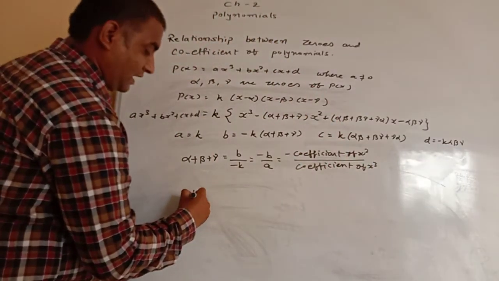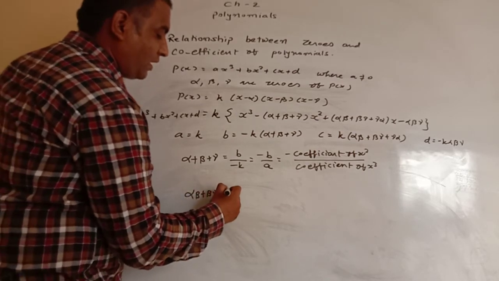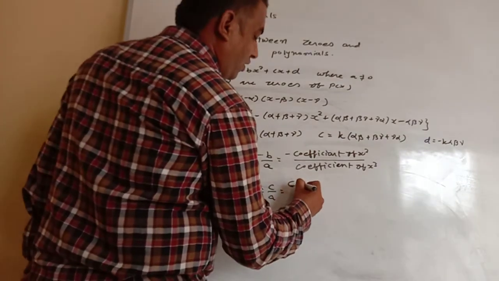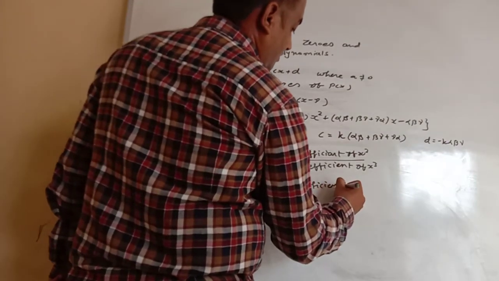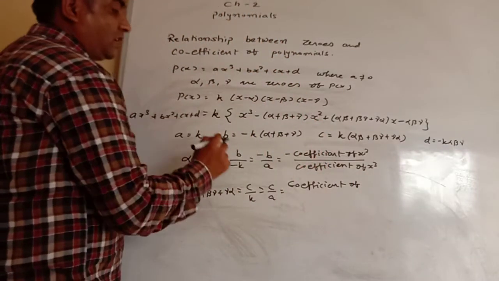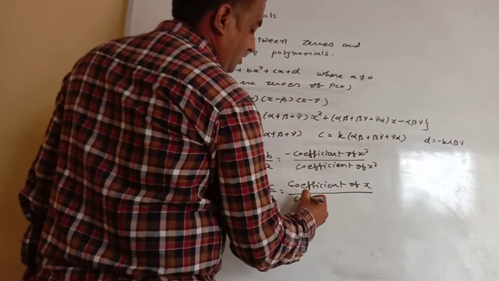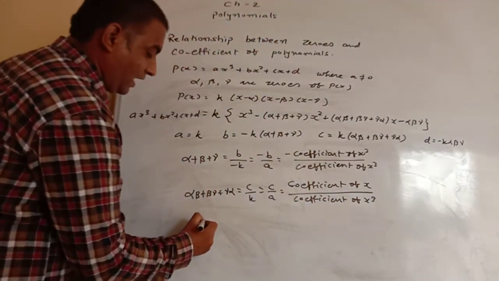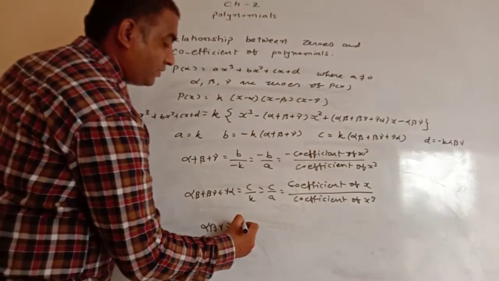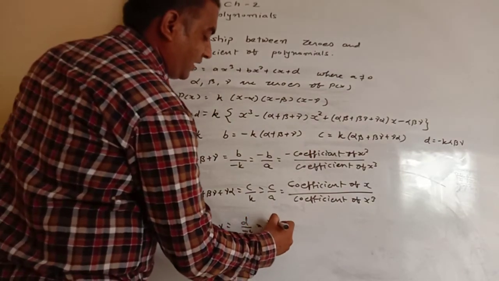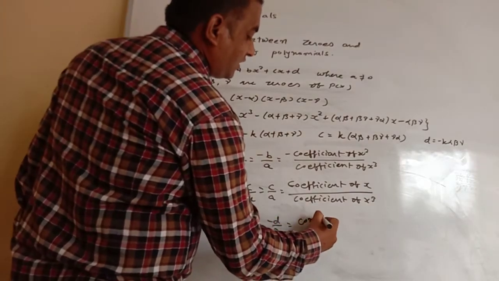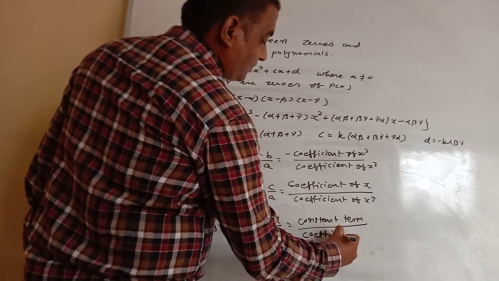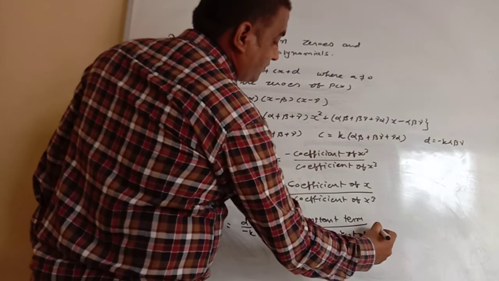Here we can write that alpha beta plus beta gamma plus gamma alpha equals c by k, that is c by a, meaning the coefficient of x upon the coefficient of x cube. And alpha beta gamma equals d by minus k, that is minus d upon a. So it is minus the constant term upon the coefficient of x cube.